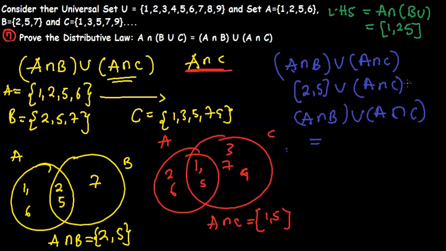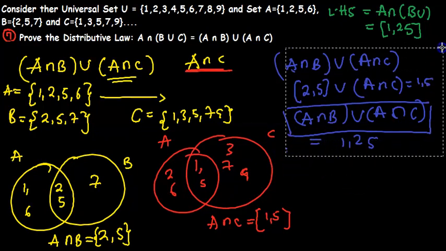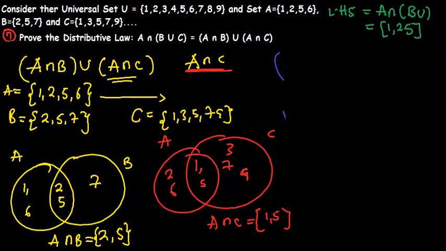So the answer is simply going to be, here we have the value of A intersection C, which we said is 1 and 5. Therefore, the union of this is simply going to be 1, 2, and 5. Let me repeat it for the last time.